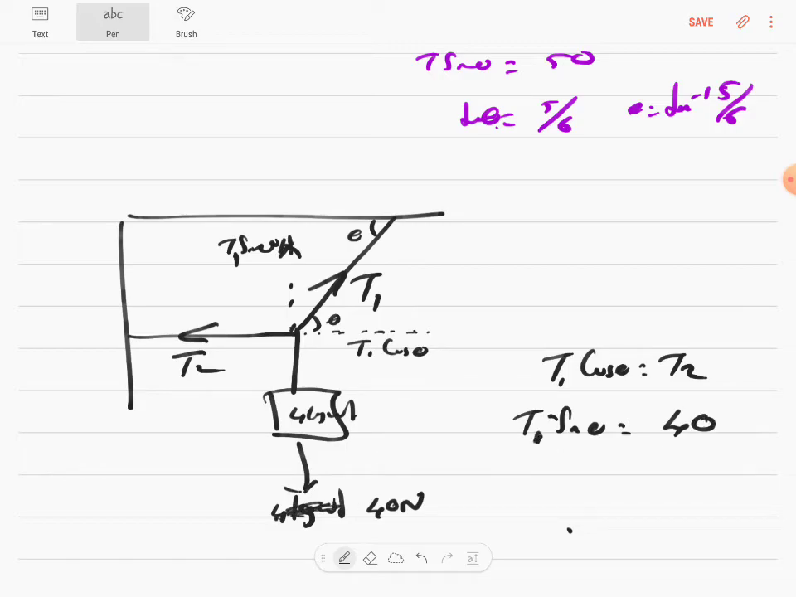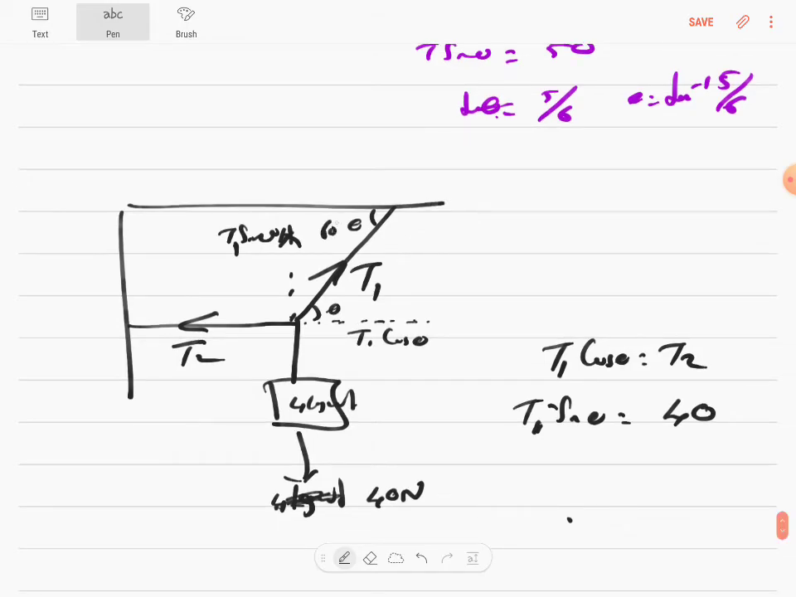So you know that T1 cos theta is equal to T2, and do you know what T2 is? I don't know, but T1 sin theta is equal to 40. You don't know what theta is. Oh, they have given 60 in the question. If theta is given as 60, there's no problem. You just have to substitute 60 here. So T1 cos 60 is equal to T2, and T1 sin 60 is equal to 40.